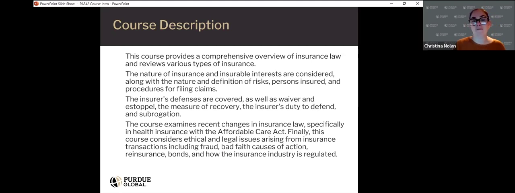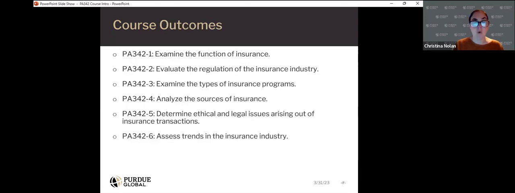At the same time, there's a lot of work in personal injury law as well. So we also look at changes in insurance law and any new changes that come up as the course goes on. The course will be revised to accommodate those changes. We'll look specifically at changes in health insurance pursuant to the Affordable Care Act. Also, ethical and legal issues arising from insurance transactions. Obviously, ethics is covered in just about every course in legal studies, and rightfully so.